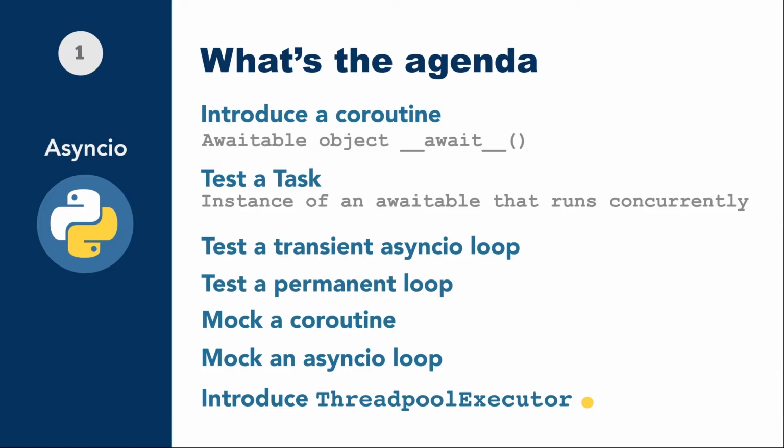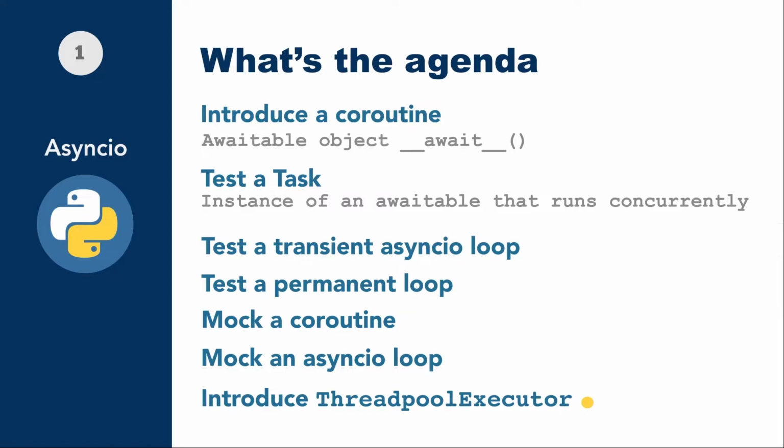So in our agenda, we have the introduction of a coroutine. What is a coroutine? A coroutine in Python is just an awaitable object. By awaitable objects, I mean a class that implements the magic method __await__. Next, we will test a task in the asyncio module.